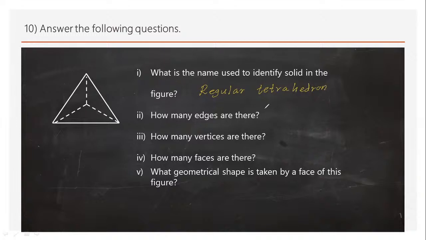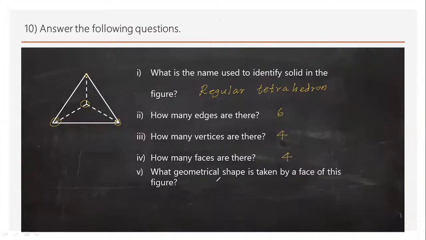How many edges are there? Let's imagine: 1, 2, 3, 4, 5, 6. 6 edges. How many vertices? 1, 2, 3, 4. 4 vertices. How many faces are here? 1, 2, 3, and the other side, the base, also. Altogether 4 faces are here.